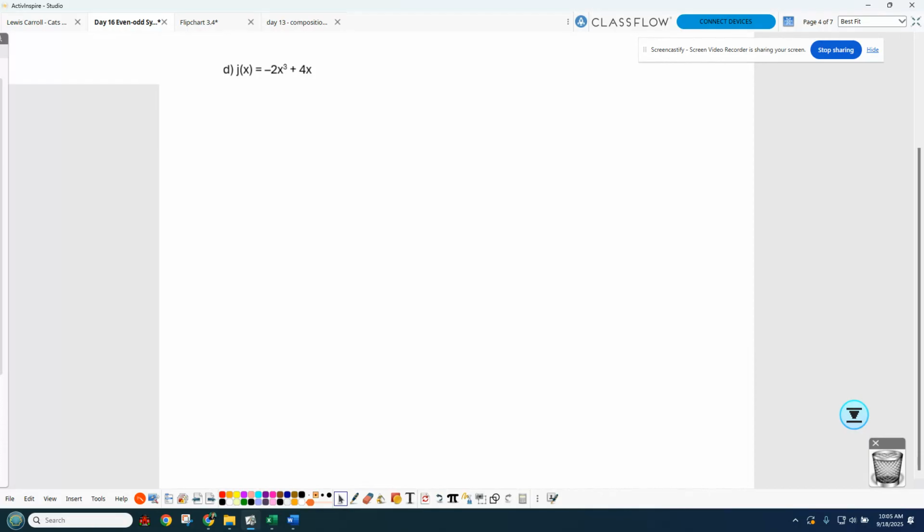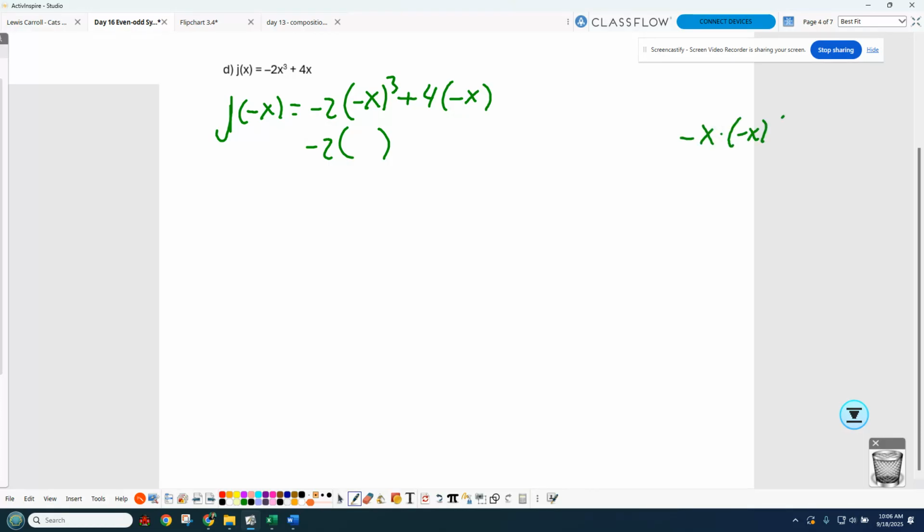First thing you want to do is put in negative x wherever x was. But you didn't. So Kevin, what you're starting with equals negative 2 times negative x cubed, plus 4 times negative x. Okay, so now you do negative 2, what is negative x times negative x times negative x? Negative x cubed, because there's three.